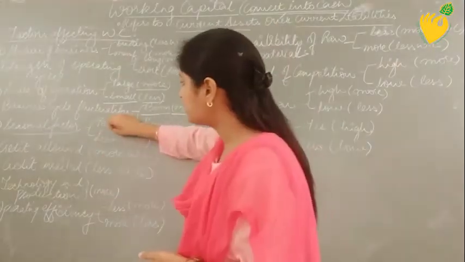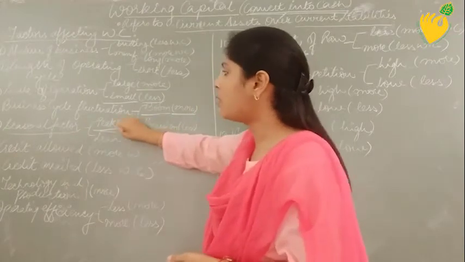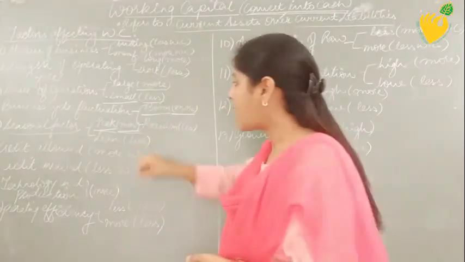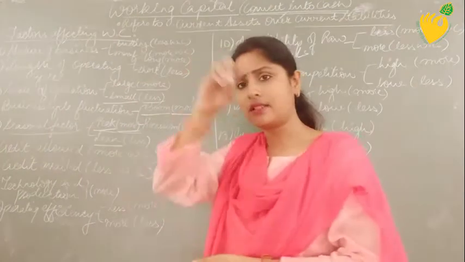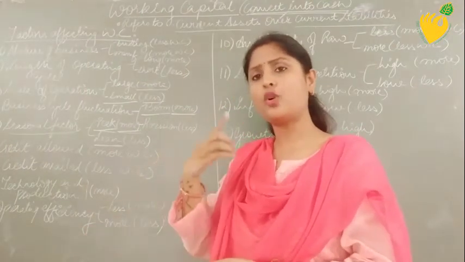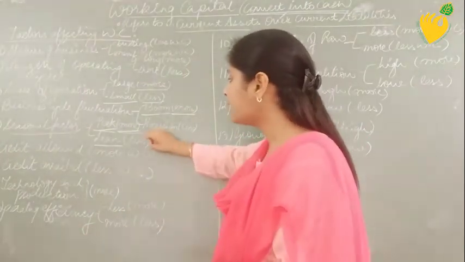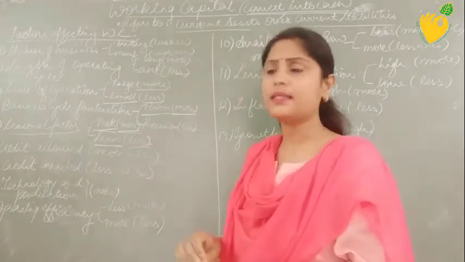I hope you can see this term, peak season. The requirement of the working capital is more. And at the time of lean season, that is the downfall, nobody is demanding, no production activities are going on, then the working capital requirement is less.